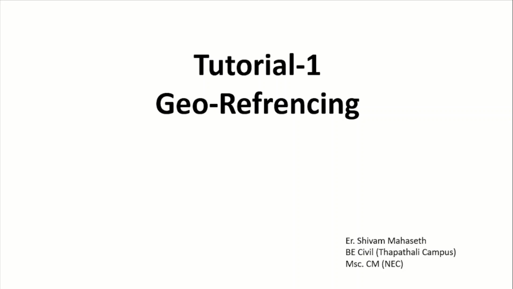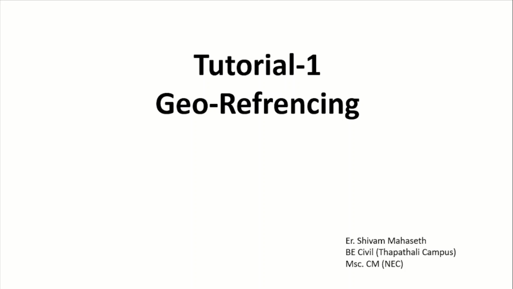So hello friends, in this video we are going to learn about georeferencing. At first, georeferencing is the process of converting the image space into the coordinate space. This video will be the first part of our tutorial series of GIS. In this video we are going to georeference the image file of Kathmandu district and the Bhaktapur district.